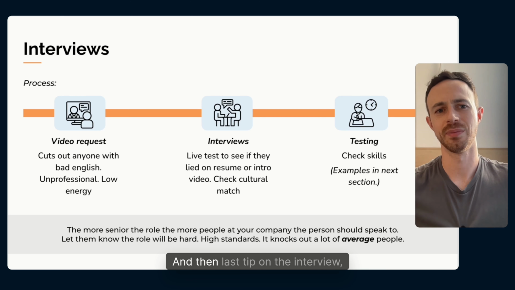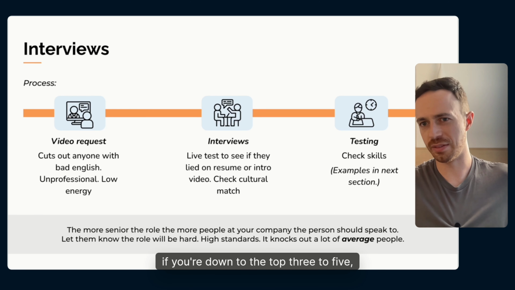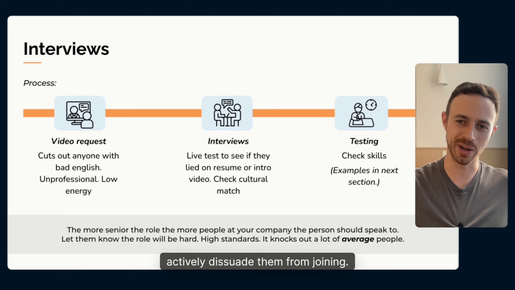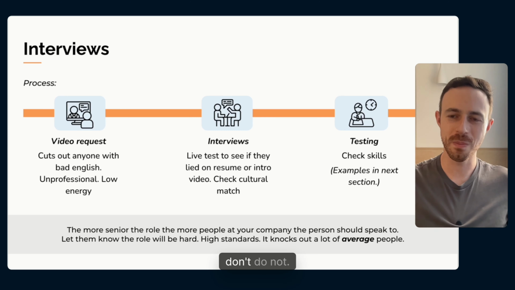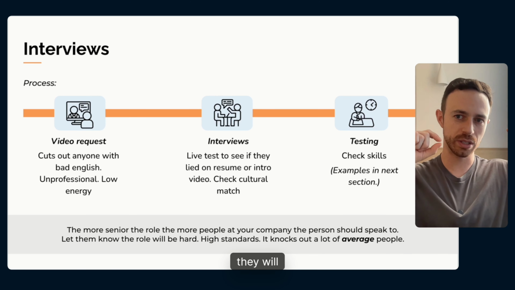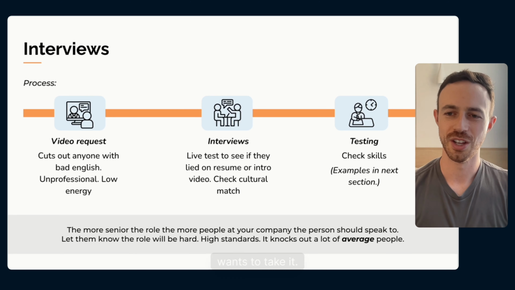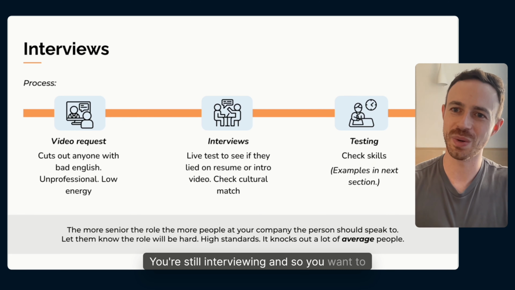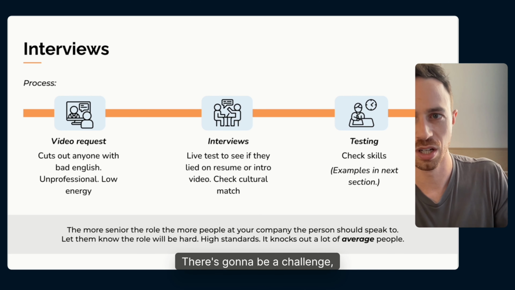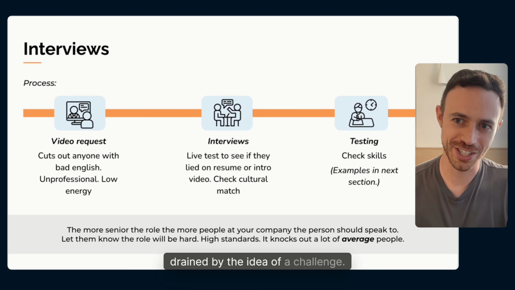Yeah, and then last tip on the interview, if you're down to the top 3 to 5, talk to them again, and actively dissuade them from joining. Right? The biggest mistake people make in interviews is they sell the job so much that anyone wants to take it. You're still interviewing, and so you want to actively dissuade people by saying how hard it'll be, right? A heads up, there's going to be a challenge. You want people who love the challenge, not people who are drained by the idea of a challenge, right?